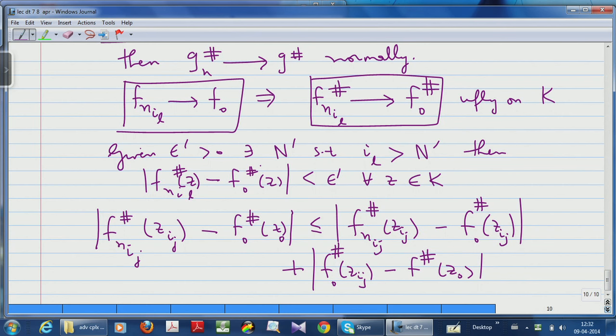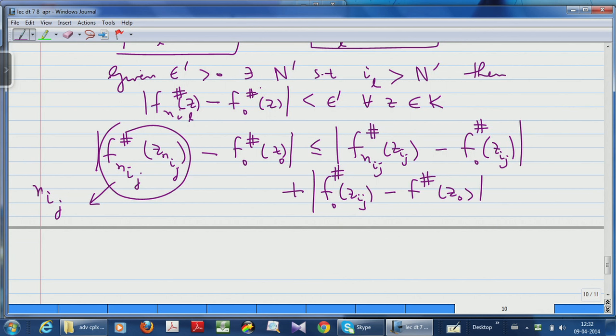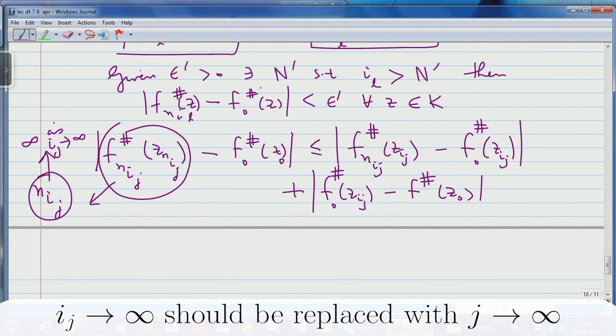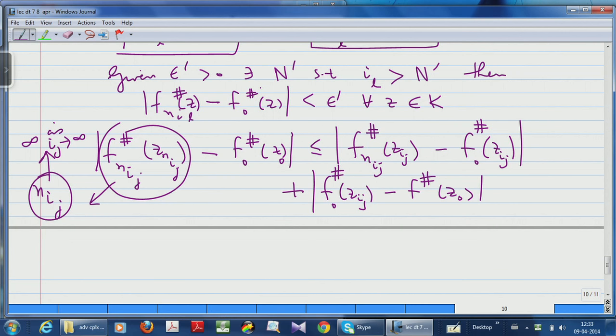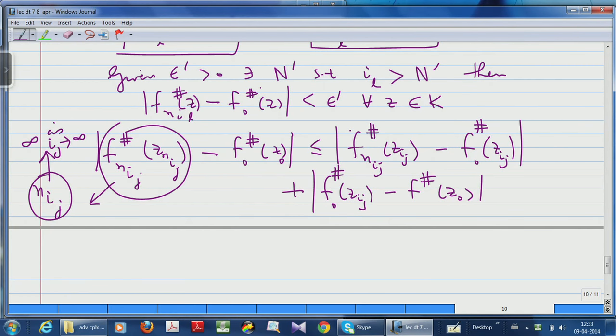Now you know what I'm going to do. This quantity is n_j, and as j tends to infinity, this is going to go to infinity. You know that. So what you are saying is that what is on the left is the distance from the spherical derivative of f_0 at z_0 to a value which is going bigger and bigger, and you are saying that can be bounded by the sum of two quantities. The first quantity can be made less than epsilon, because of the uniform convergence of f_{n_j} to f_0.